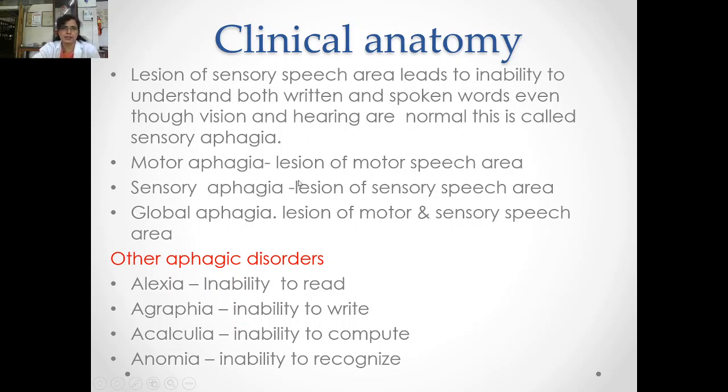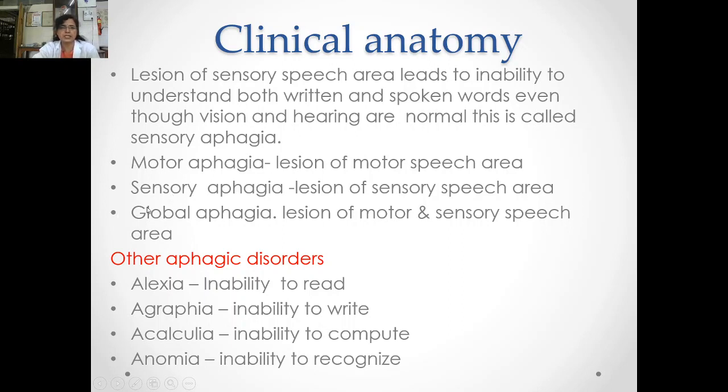Sensory aphasia is a lesion of the sensory speech area. Global aphasia means a lesion of motor and sensory areas. In this global aphasia, there is a lesion of both the sensory as well as the motor speech area.